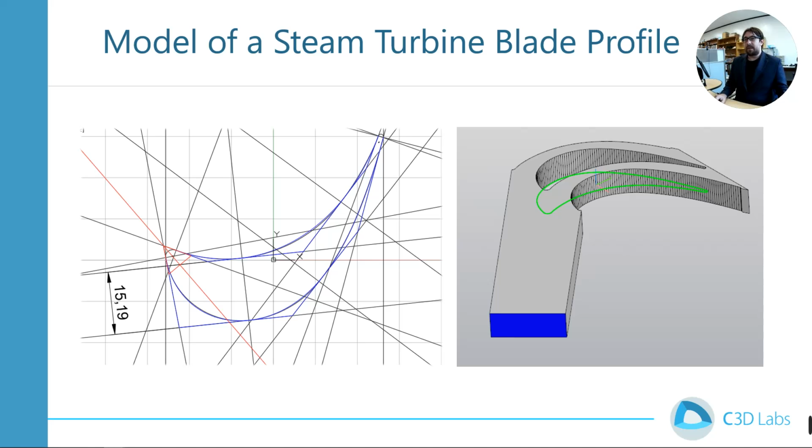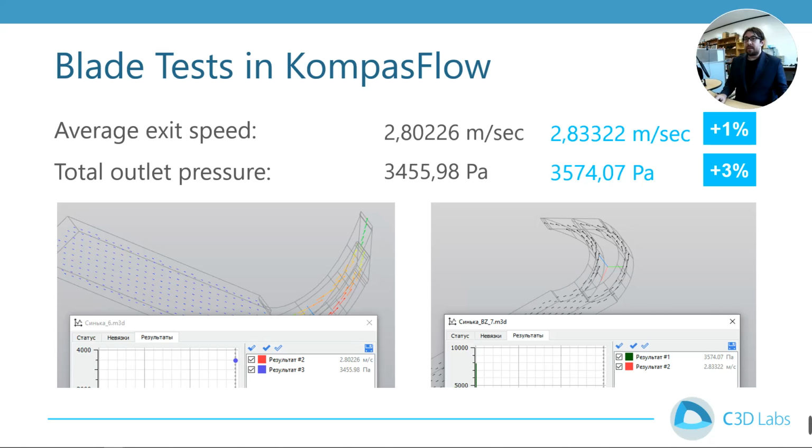On this slide you can see a model of a steam turbine blade profile. Instead of a local spline represented by circular arcs, we use a virtual curve constructed on a tangent polyline. This model was tested in the Compass Flow simulation software. Comparative tests show improvements of the average exit speed and the total outlet pressure, 1% and 3% respectively, as shown here.